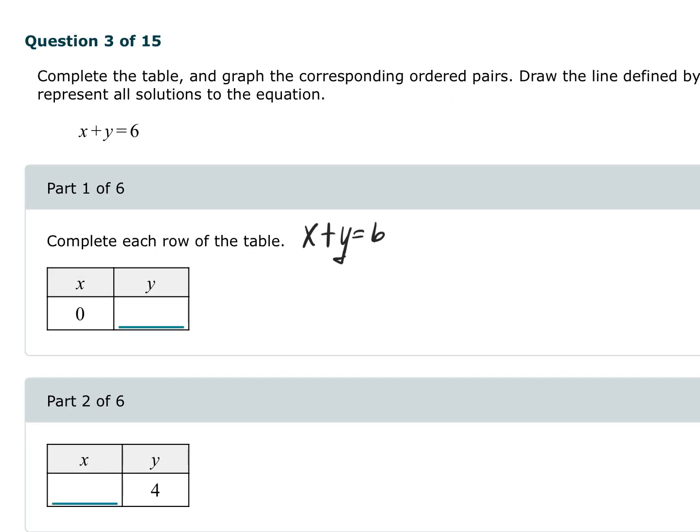We were filling in an XY chart, and there's going to be 6 parts to this. So what I end up doing, I end up writing x plus y equals 6 down 6 separate times because of the 6 parts. It's almost like it's 6 different problems. But right here, we have 0 that we're plugging in for x, and that's not going to be too bad. We just are going to say 0 plus y equals 6, and 0 plus y, that's just y. Y equals 6 is our first point. That really forms an ordered pair.